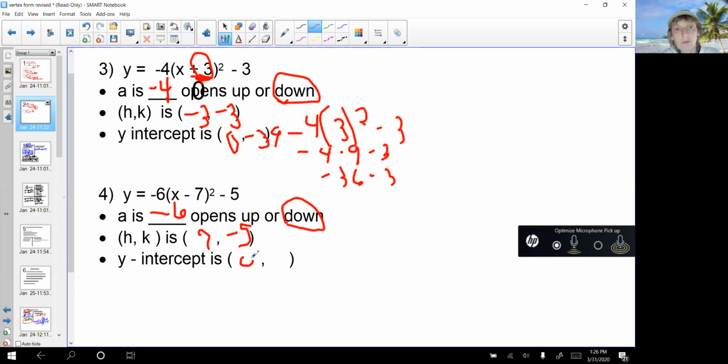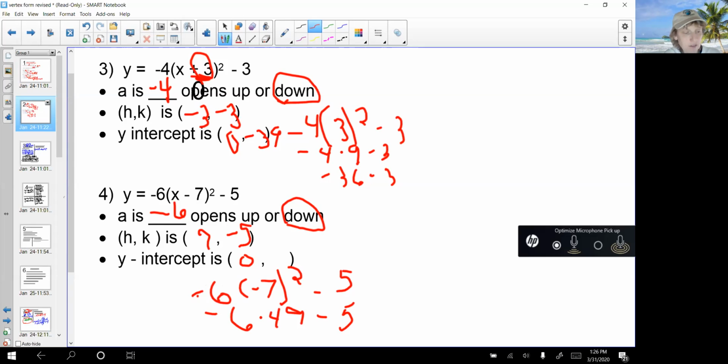Y-intercept, put a 0 in for x. Then I have negative 6 times (0 minus 7), which is negative 7, squared minus 5. I'm just saving some time here. So that's going to be negative 6 times 49 minus 5. That gives me a total of, what is that? Negative 299. So negative 299, I believe, right? Negative 299.